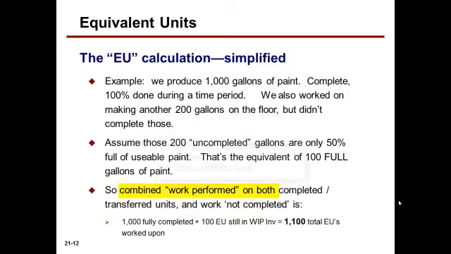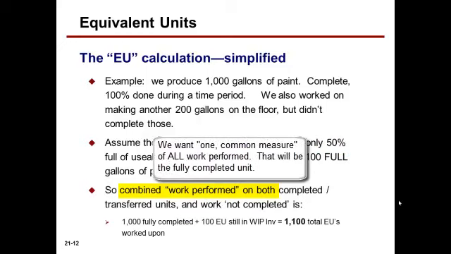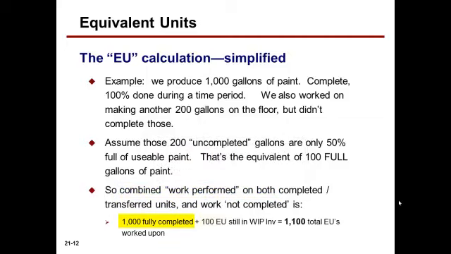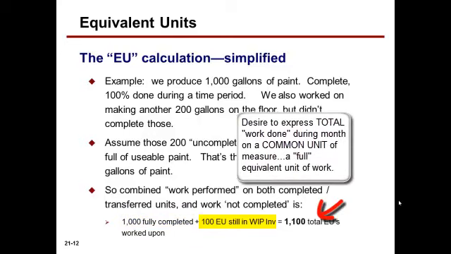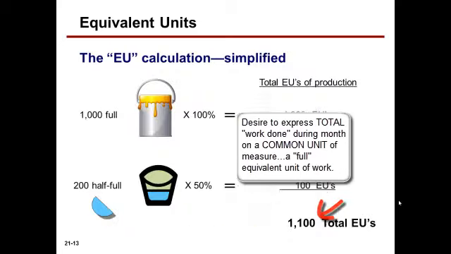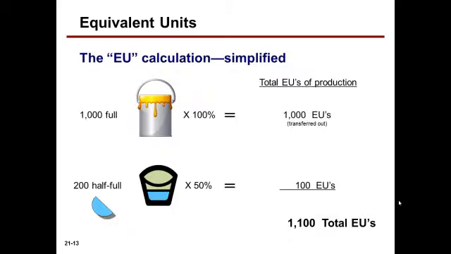So our combined work performed during the month, those fully completed units transferred out and work not completed, is as follows: 1,000 fully completed plus 100 equivalent units still in work in process inventory at month end for a total of 1,100 total EUs worked upon during the period. Take a picture of that.